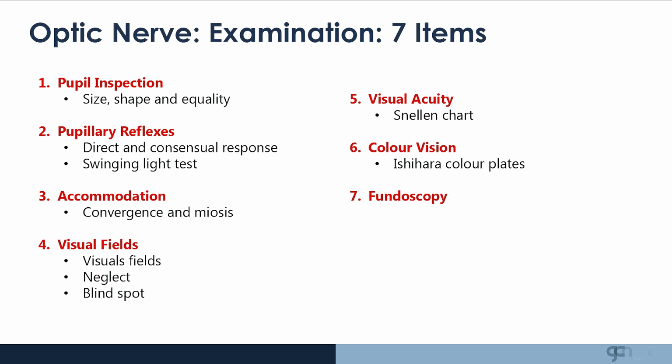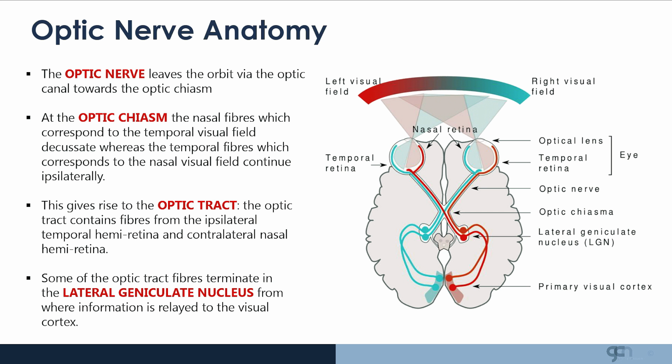Examine the patient's visual fields, including the blind spot. Examine the visual acuity and color vision using a Snellen chart and Ishihara color plates, and then offer to and perform fundoscopy. It's important to appreciate optic nerve neuroanatomy to help correlate clinical signs.